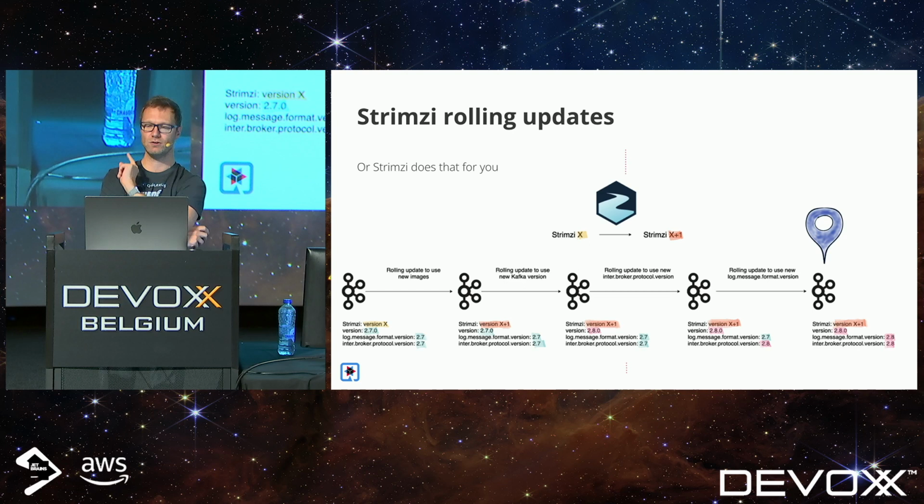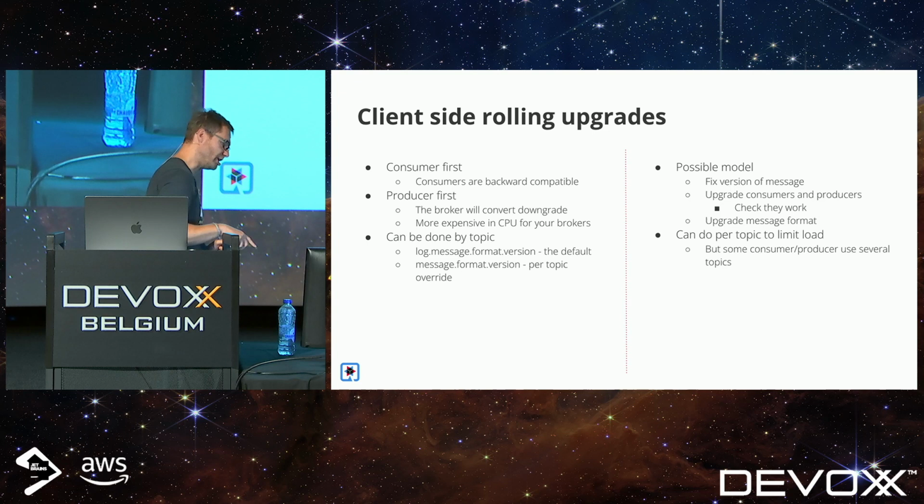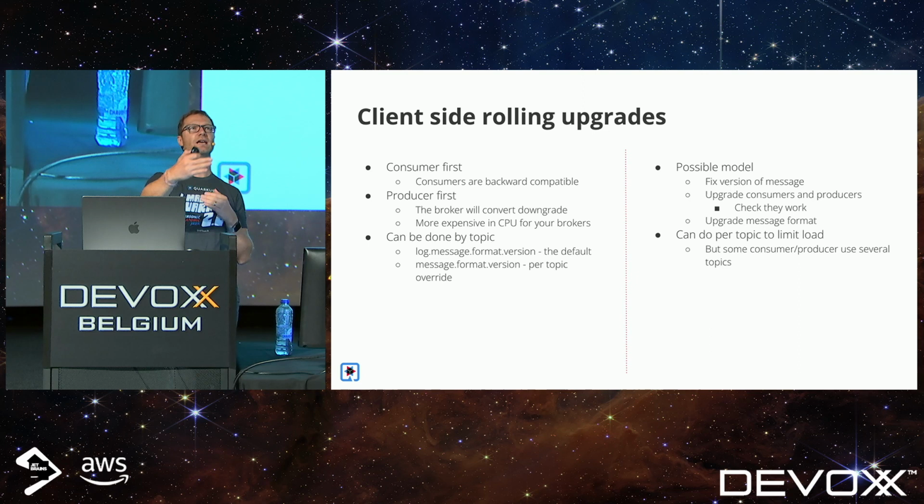By the way, log message format and broker protocol are just one thing in Kafka 3 plus, just to be aware. You also need to think about the client side. Client side is also talking, it's a different language, but it's a language between the client and the broker. So how do you do the upgrade?